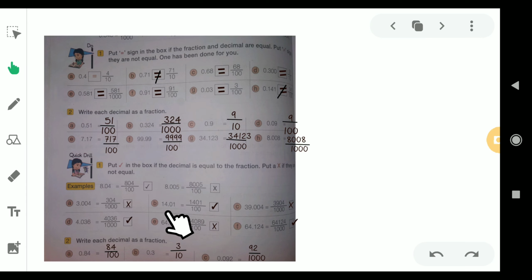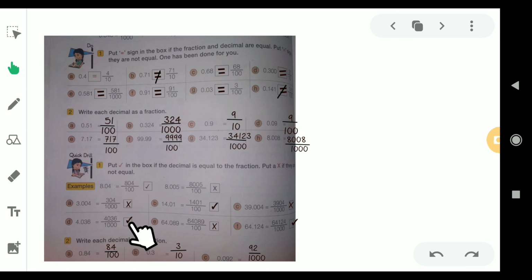Look at this question. That is 14.01. So when you neglect the decimal point, it looks like 1401. And because of the 2 decimal places here, we must write 2 zeros. So that's why both are equal. So use the correct sign. It is 39.004. Just look at the denominator here. When you neglect the decimal point, you see 39004. But here they have given only 3904. So the numerator is wrong here. So that is why you can use the cross sign.